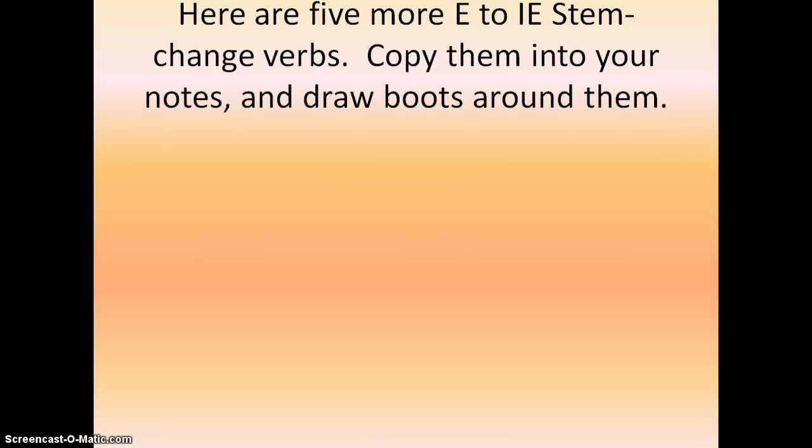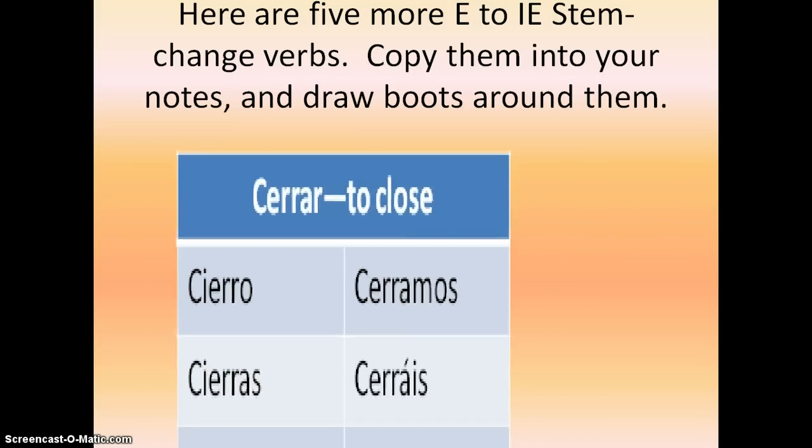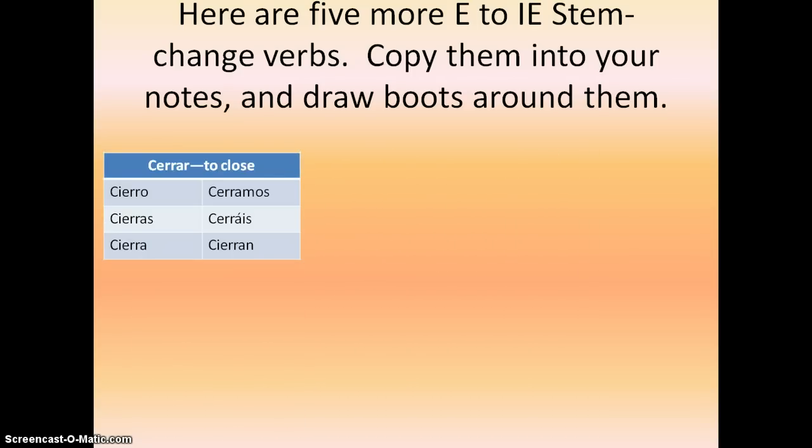Here are 5 more E to IE stem change verbs. Copy them into your notes and draw boots around them. First we have the verb cerrar. Cerrar means to close. Cierro, cierras, cierra, cerramos, cerráis, and cierran. When we add the boot, we see again the 4 forms inside the boot change from E to IE, and the 2 outside the boot stay with just CE and not CIE.